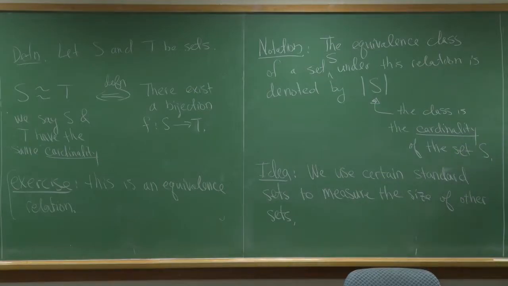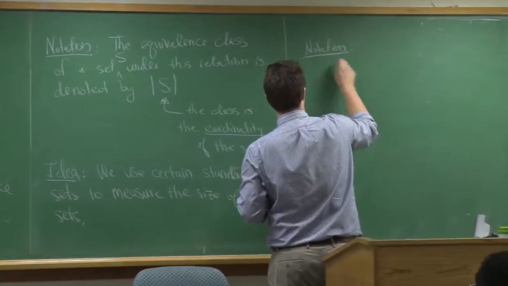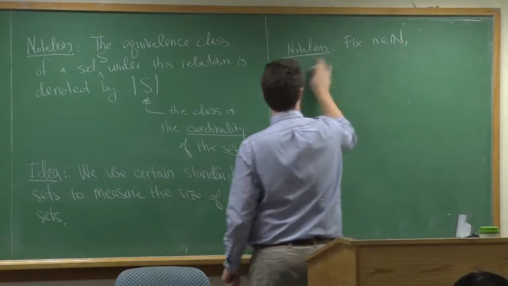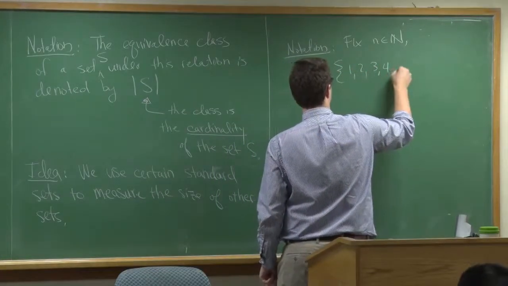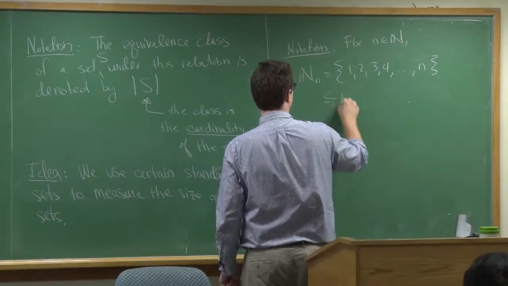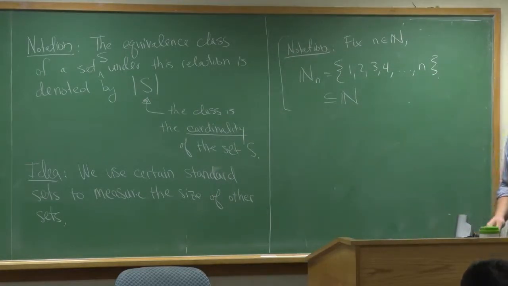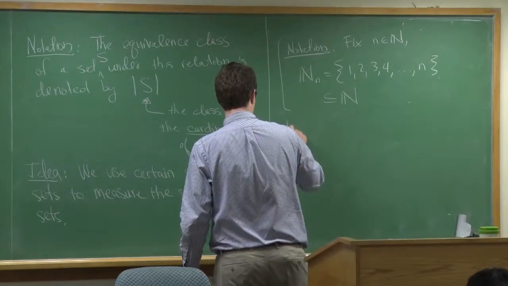Okay? So let me give you an example. So let me give you some notation first. So fix n in the natural numbers. Okay, and then this set here will be 1, 2, 3, 4, all the way up to n. Okay, so this is an n-element set. Okay, this is a subset of the natural numbers. This is just an n-element set. Okay, so this is one of our standard sets that we're going to use. Okay, so, examples of standard sets.